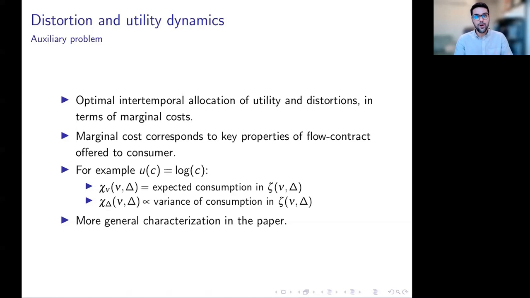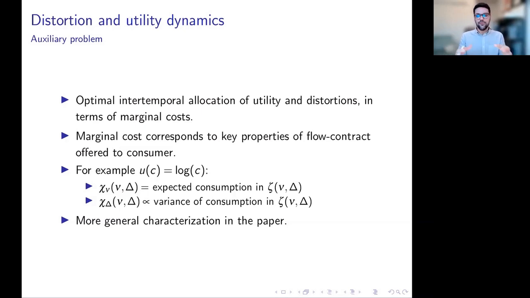But if we look at the marginal costs coming from this auxiliary cost function, they also have a direct interpretation. Let's look, for example, at the log utility case, which is the one that's most intuitive. The marginal cost of flow utility nu is increasing in the flow utility nu itself because the cost function is convex, and this corresponds to the expected consumption of the agent within a period, connected with the flow contract offered to the agent at that period. And the marginal cost of distortions, which is increasing with the level of distortions because of convexity, is not equal to, but proportional to the variance of the consumption profile of the agent within a period.